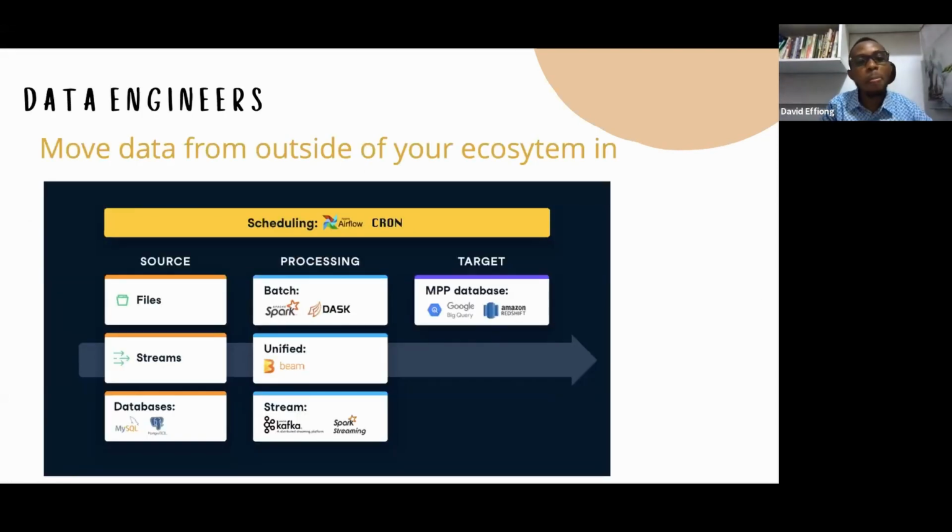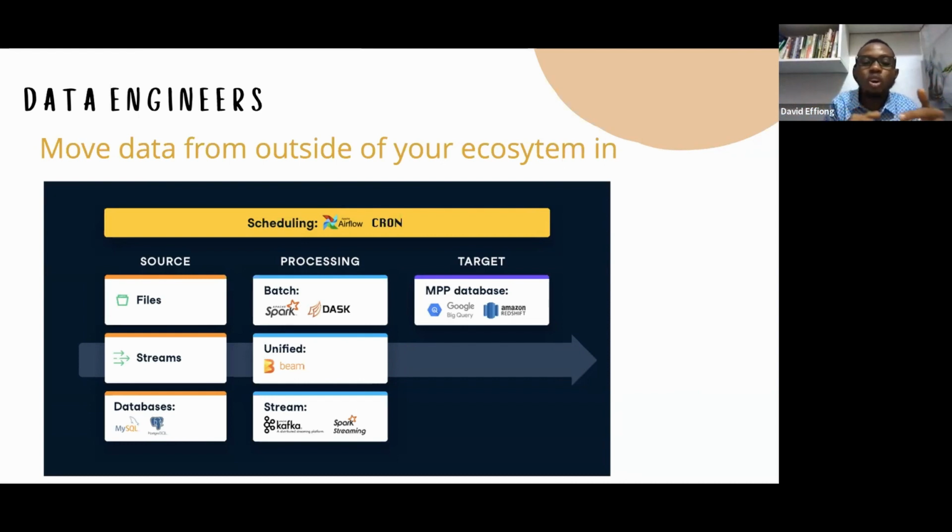So for data engineers, let me explain this way so that we can understand. Data has a source, right? It's coming from somewhere. Data is coming from your likes, your tweets, your followers and all that. How does Facebook get all those data and arrange it in a good way? They have someone called data engineers. Data engineers move data from outside of your ecosystem into your ecosystem. When I mean ecosystem, I mean your data ecosystem, right? Every organization has a data ecosystem. The guys that help move that data from outside into the system are data engineers.